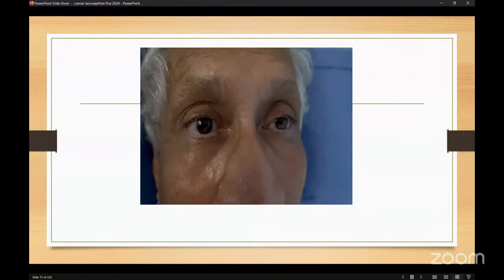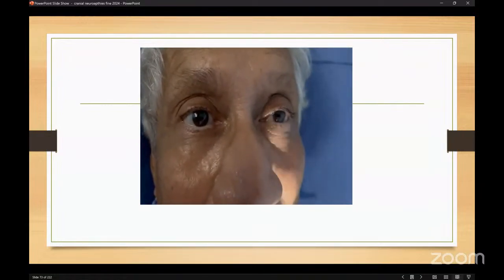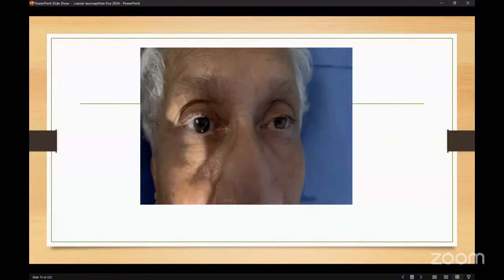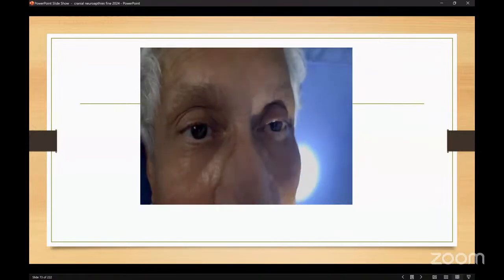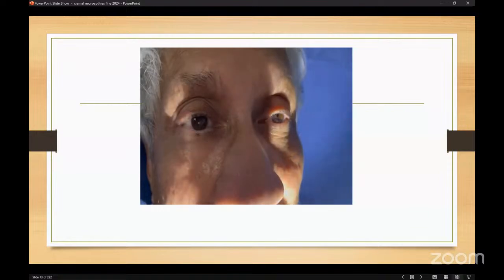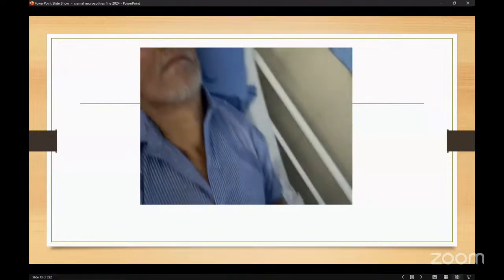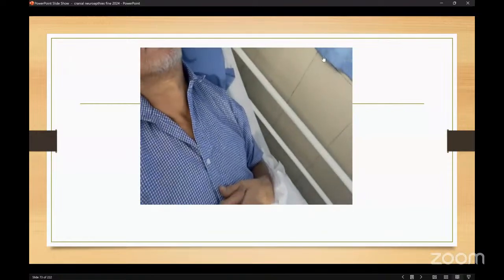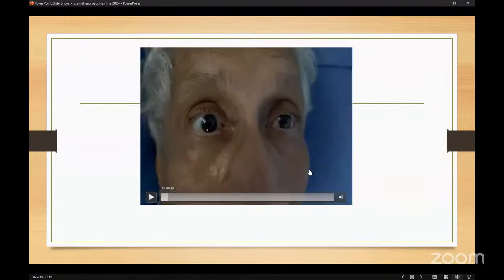Can you tell me the localization? Which eye is affected here? From the first image also you can guess, even if you are not able to visualize the pupil. Yeah, so it's a left Horner.